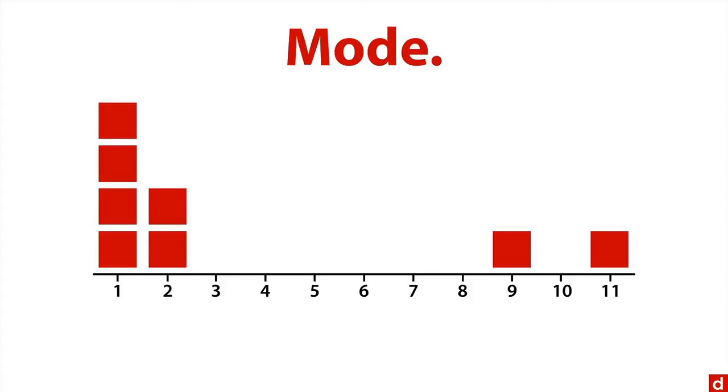The mode is the most commonly occurring score or the most frequent score. Well, if you look at how tall each of these go, we've got more ones than anything else. And so 1 is the mode because it occurs 4 times and nothing else comes close to that.